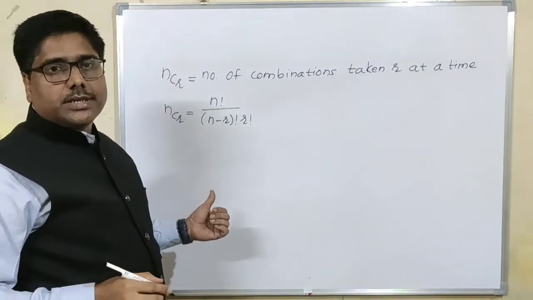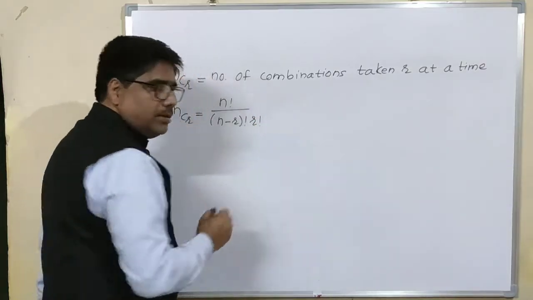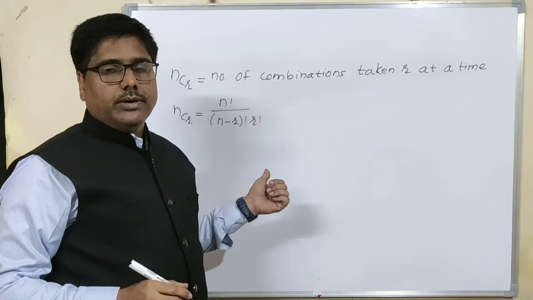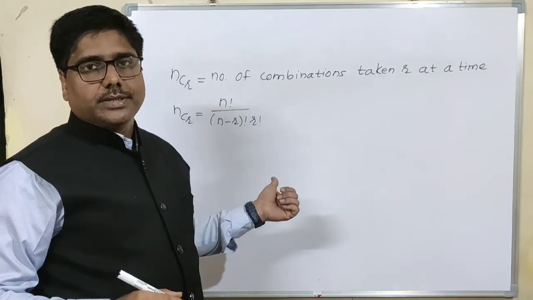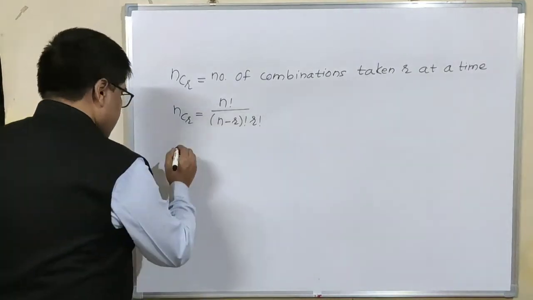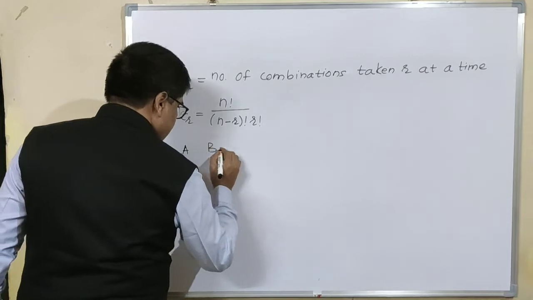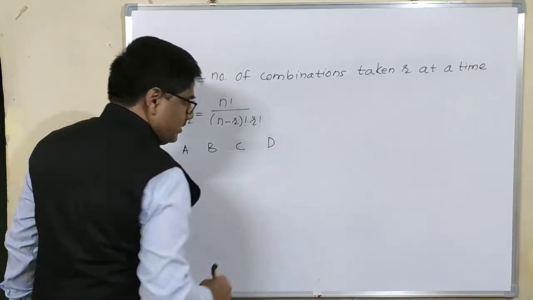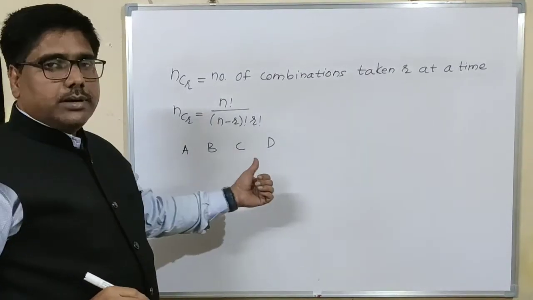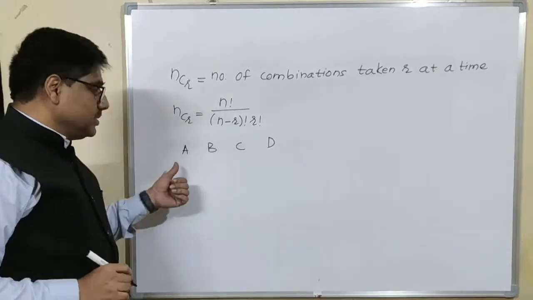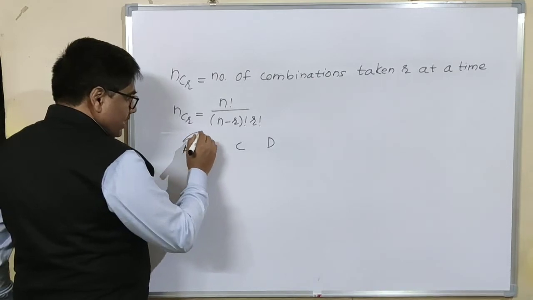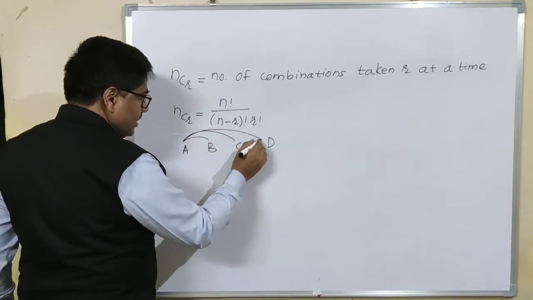Now, to understand this, let us take one simple example. Suppose that we have 4 teams, team A, B, C and D, and they are going to play a cricket match between them. Now let us calculate how many matches are possible between all these 4 teams. Let us consider the first team. Team A can play with B, team A can play with C, team A can play with D.